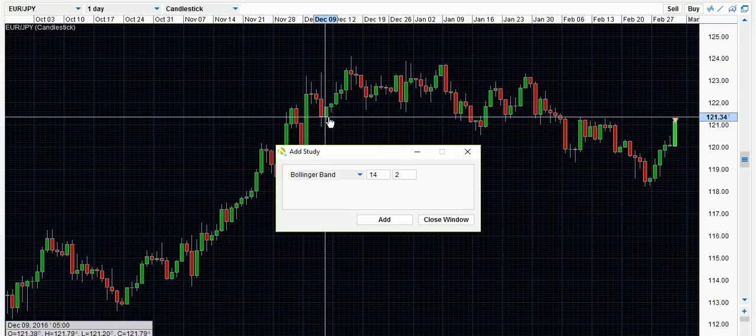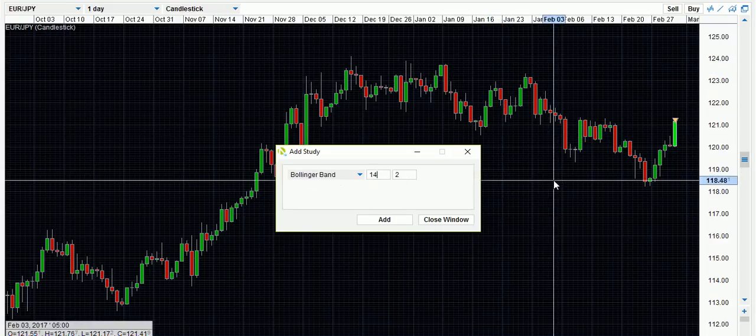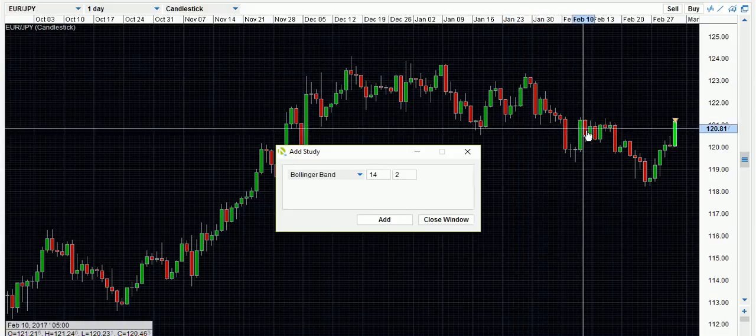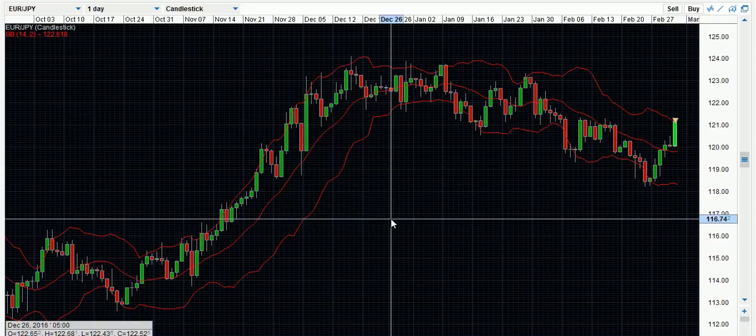So we click Bollinger Bands, and that allows us to change the variables used to calculate where the Bollinger Bands are shown on the chart. The first number is the moving average it uses to calculate the Bollinger Bands, and the second number is the standard deviation used to find the outer lines where price should stay between. So we'll go with the standard default settings for now, and we click Add.